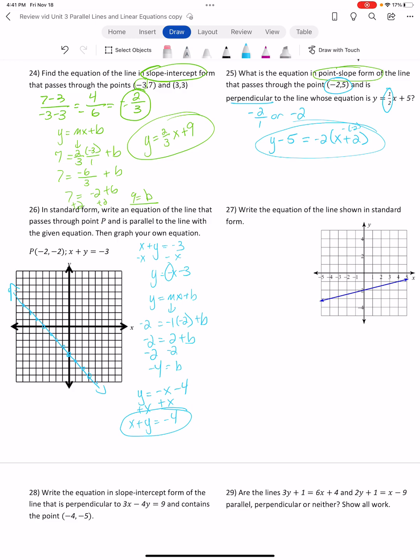Or the equation of line shown, super simple. Slope is up 1/4, and my y-intercept is -2. So that's going to be y is equal to 1/4 x minus 2.